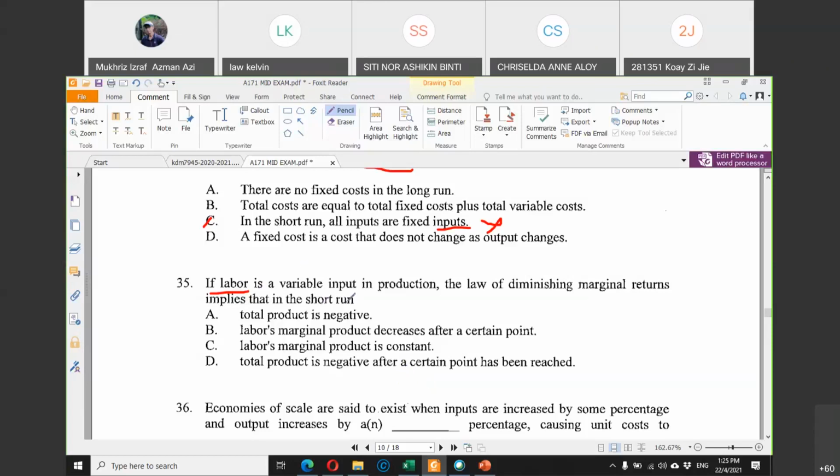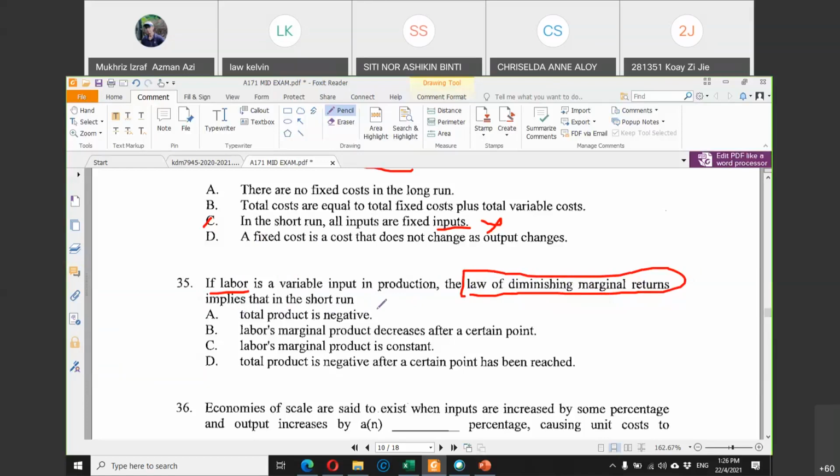Question 35. If labor is a variable input, which is true, because in production labor, whose wages are variable cost, will be the variable input. The law of diminishing marginal return. Again, first you need to understand what the law of diminishing marginal return is. It refers to the marginal increase in the output when you increase your variable input.